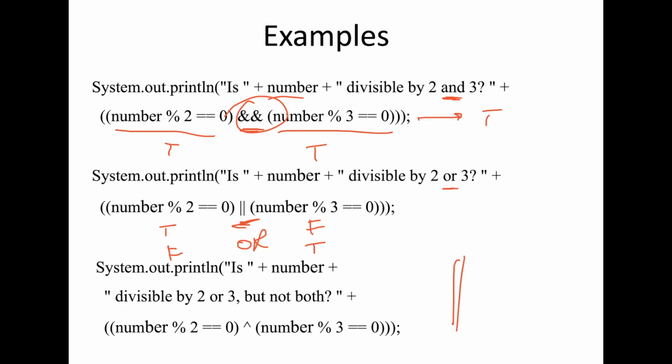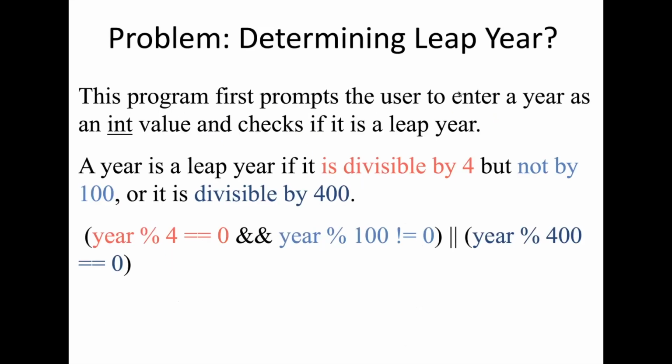Let's look at this leap year example involving logical operations. You have a console application that prompts the user to enter a year. So this would have involved a scanner input code, and your year is entered as an integer value. Your job is to check if it is a leap year, which is defined as a year that is divisible by 4, but not by 100. Or this year could be divisible by 400.